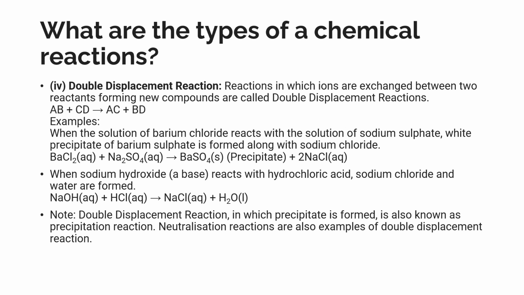When a solution of barium chloride reacts with a solution of sodium sulfate, a white precipitate of barium sulfate is formed along with sodium chloride. BaCl2 in aqueous form plus Na2SO4 in aqueous form gives BaSO4 in solid state, that is a precipitate, plus 2NaCl in aqueous form. When sodium hydroxide, which is a base, reacts with hydrochloric acid, sodium chloride and water are formed. NaOH aqueous plus HCl aqueous gives NaCl aqueous plus H2O in liquid form.